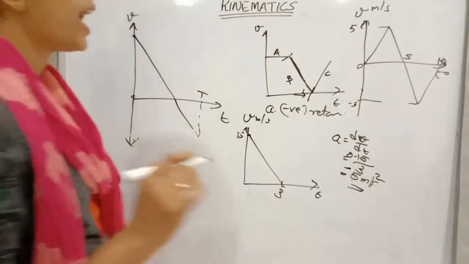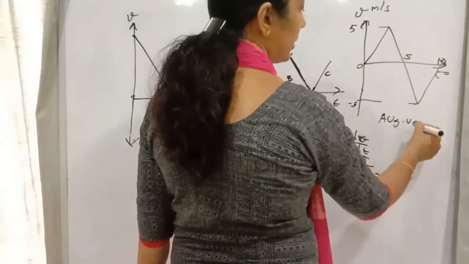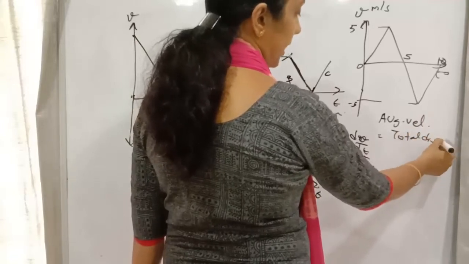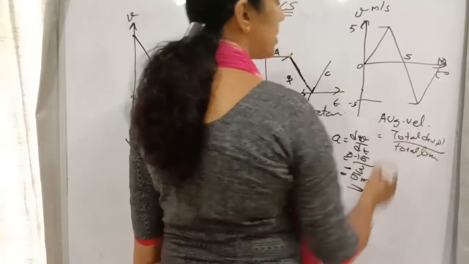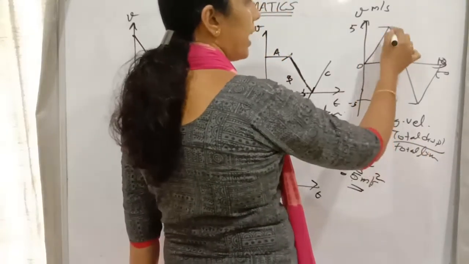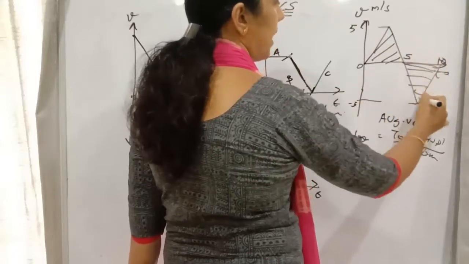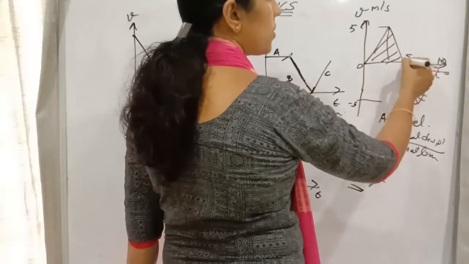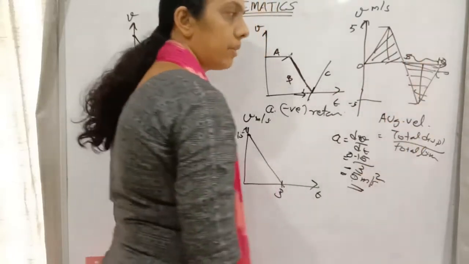To find out the average velocity, what is the formula? Average velocity equals total displacement divided by total time. What will be the total displacement over here? Displacement, how can we find out? It's the area under the graph. This is positive, from 0 to 5, and here the height is 5. Here also from 5 to 10, so time is 5 only, height is 5.